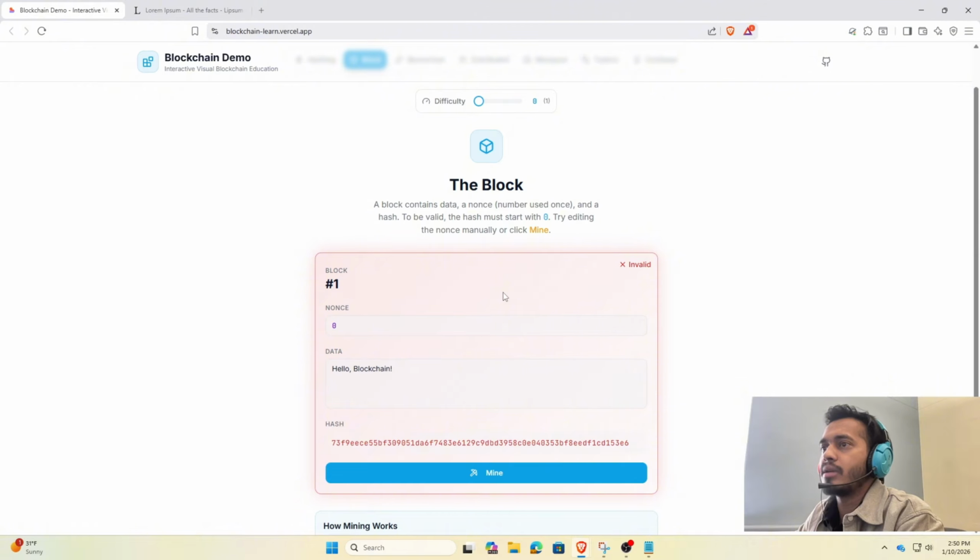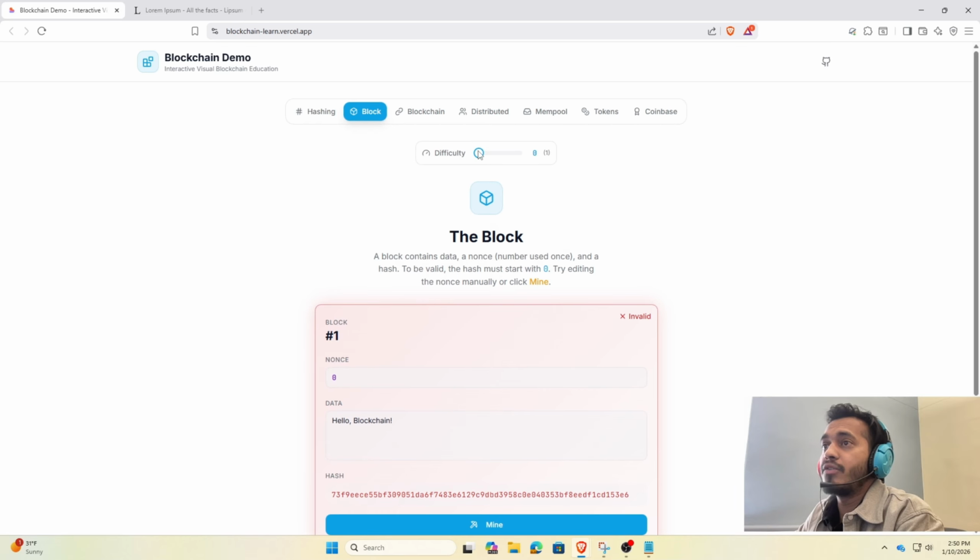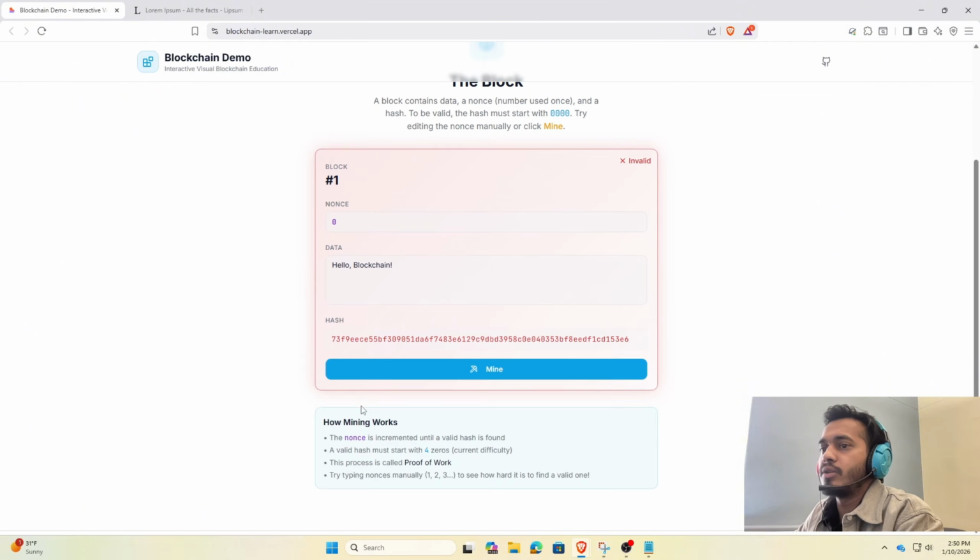So what is a valid block? A valid block depends upon the protocol, and for a real blockchain like Bitcoin, the protocol says that your hash should start with four zeros. That means whenever you combine your block number, nonce, and your data, your hash should start with four zeros, right?